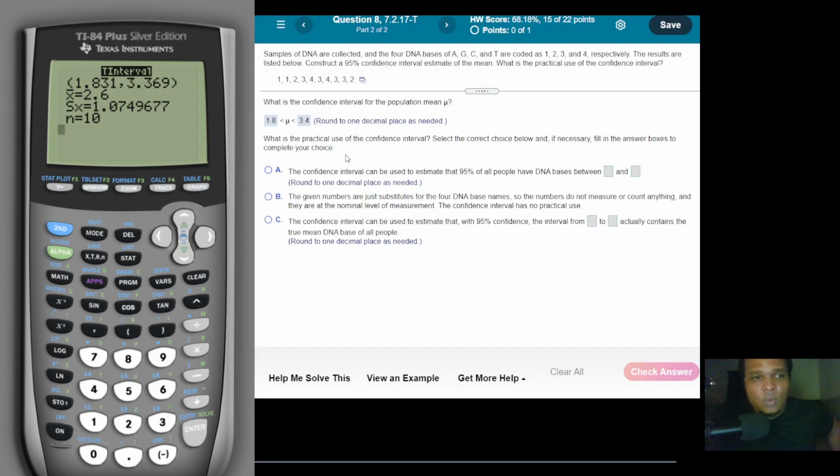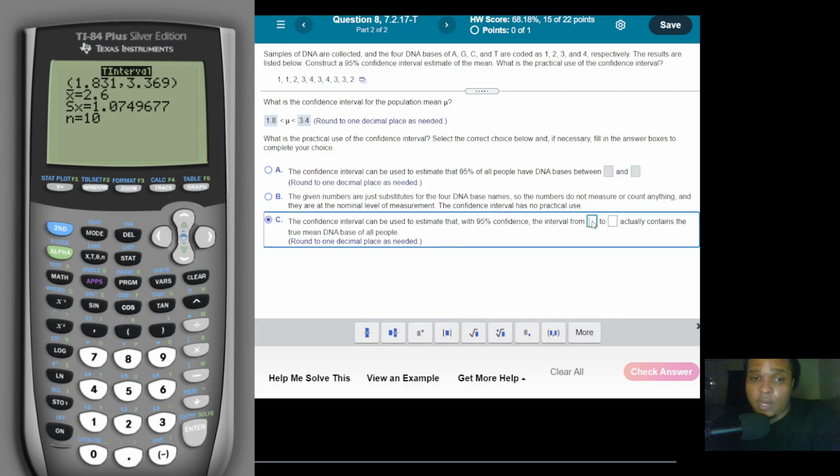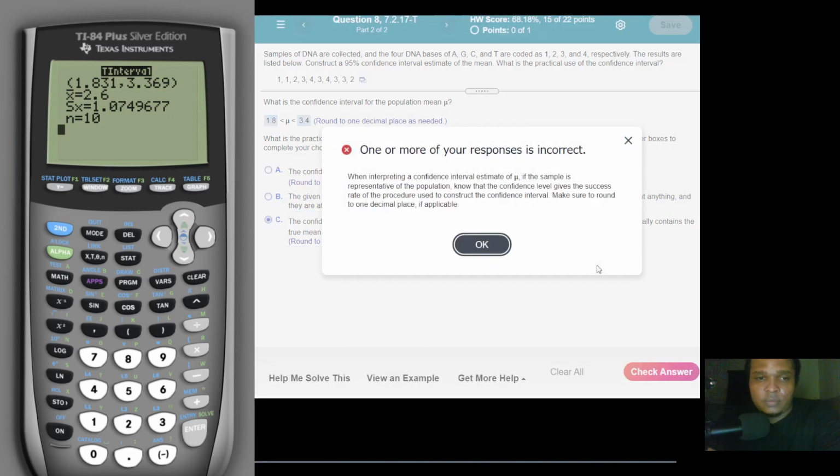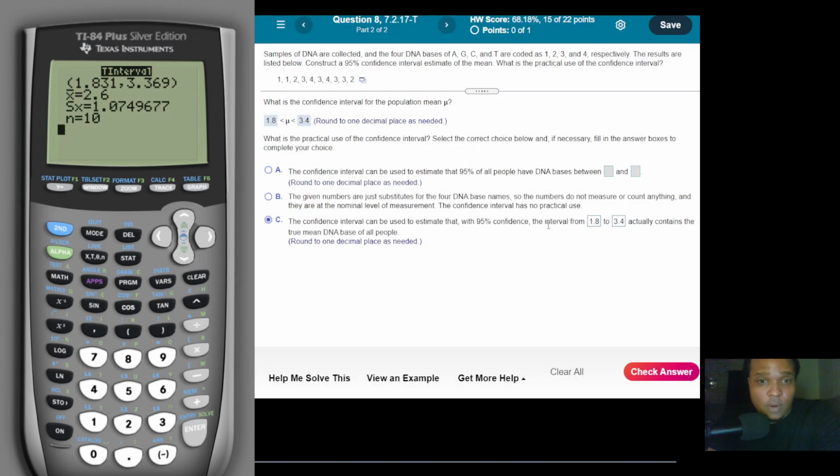Excellent. What is the practical use of a confidence interval? This is a good question. The confidence interval can be used to estimate that. Yeah, this is the terminology you want to look for: actually contains the true whatever. So just put the numbers that you got from the previous step, and that should be it. So 3.4. Hit enter. Uh-oh, I got one wrong.